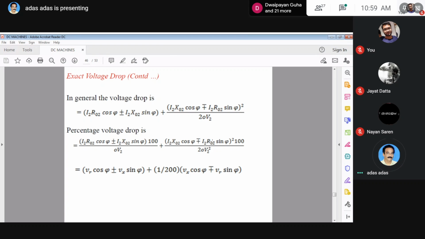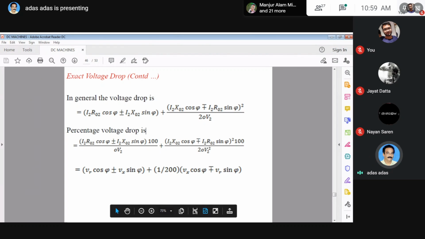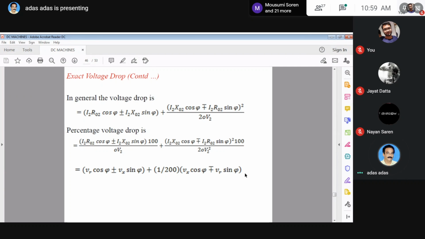And like the previous case, this is VR. That is I2 R02 by V02 into 100 equal to VR. So it is VR cos phi plus minus Vx sin phi plus 1 by 200. Note that this is 1 by 200. Vx cos phi minus plus VR sin phi. So this is the exact voltage drop.